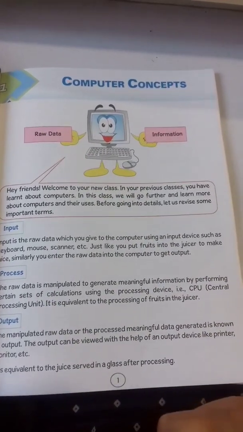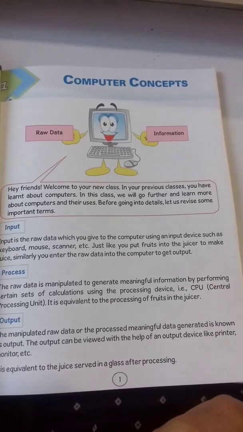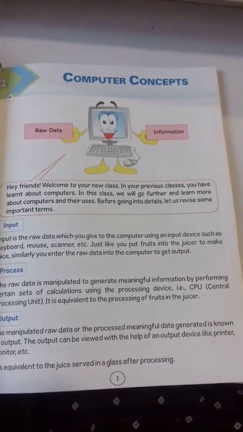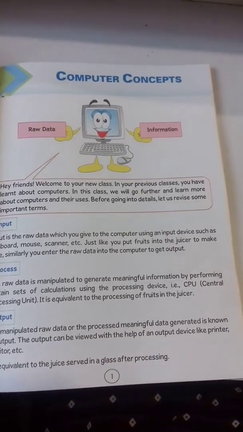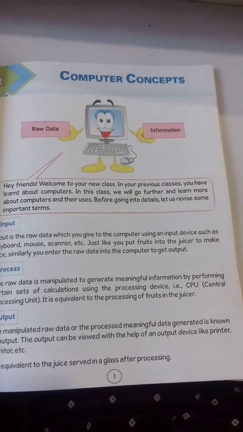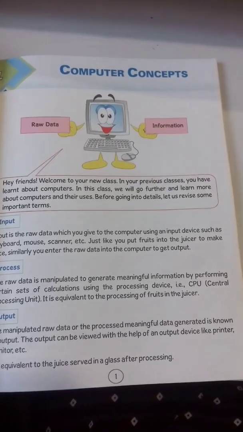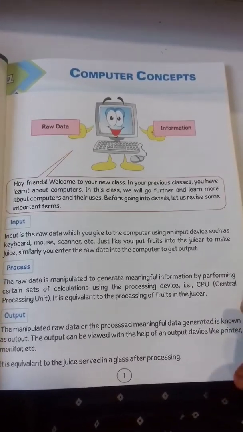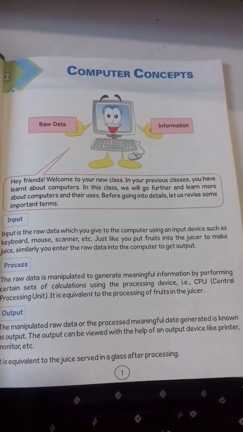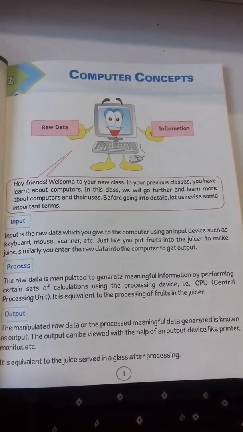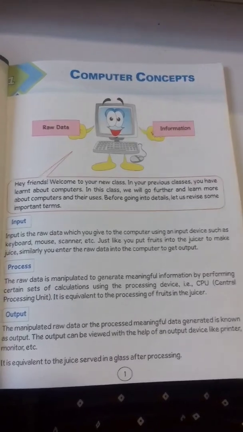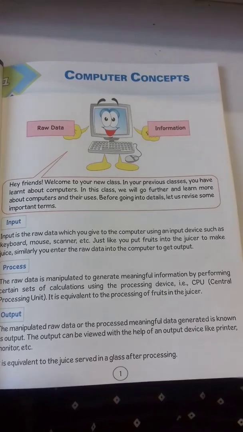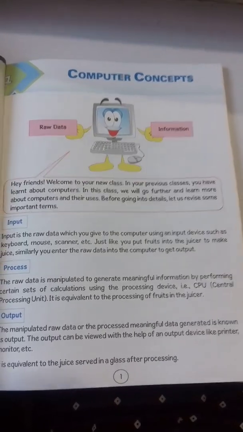A simple example is, just like you put some fruits into the juicer to make juice. Similarly, the user puts some data, some inputs, into a computer to get outputs. Okay. Next is process. What do you mean by process? Data is manipulated to generate information by performing calculations. That is process.